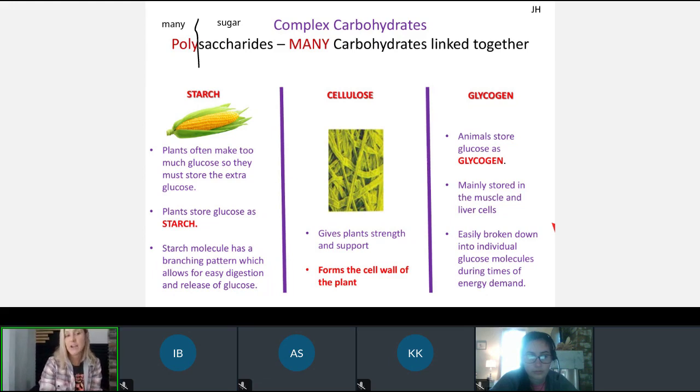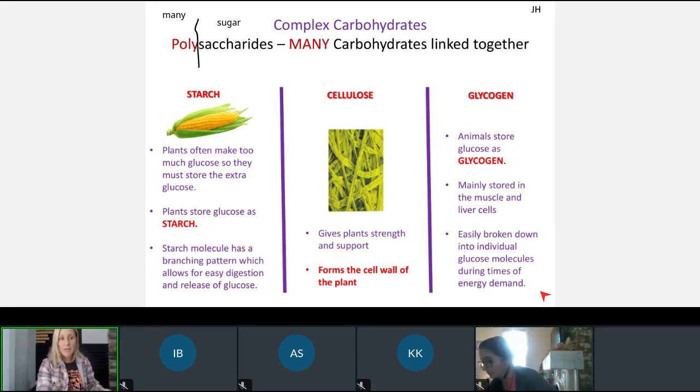A polysaccharide is many sugars that make up what we call complex sugars. Basically, anything over two sugars together is what we call complex carbohydrates. So we have polysaccharides, and these are some examples. Again, this would be a good flashcard. What is a polysaccharide? Well, a starch is a polysaccharide. It has many sugars in it.